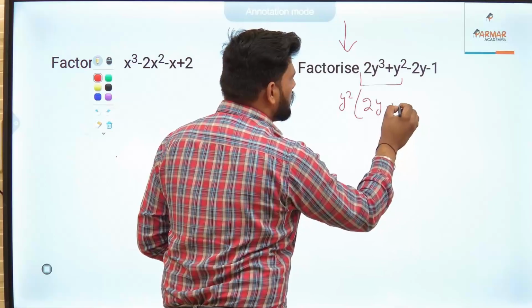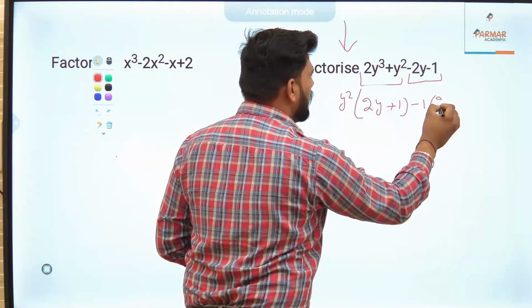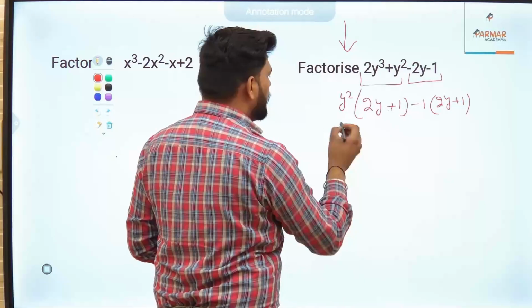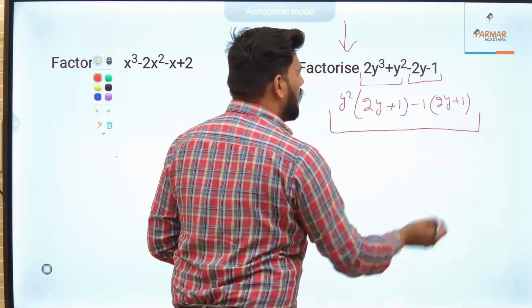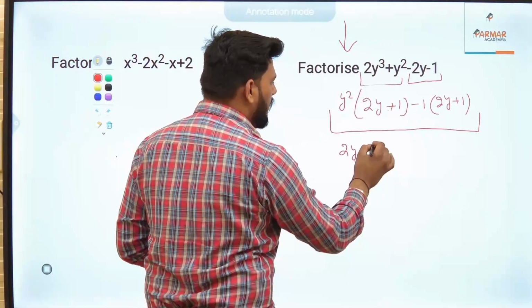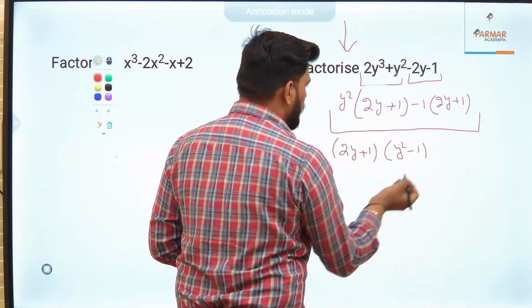2y plus 1. Again, what is common from the last two? That is minus 1 only. So it is again 2y plus 1. Both the factors are same. And what is common from the whole expression? That is 2y plus 1 into y square minus 1.